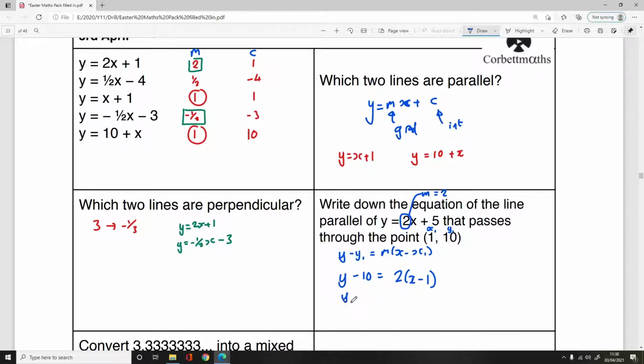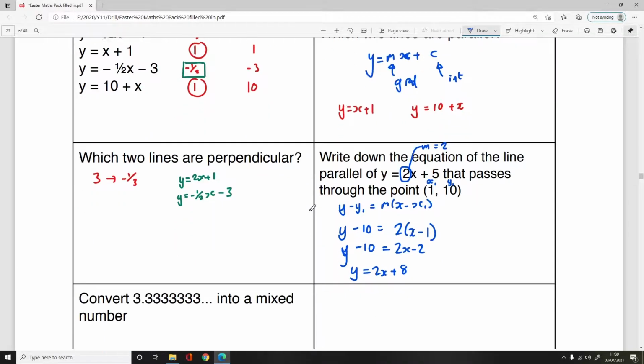And you are kind of done at that stage, but I generally prefer to make it y equals. So expand the bracket and add the 10 across. There we go. You could check it works. If you sub in 1, do you get 10 out? 2 times 1 plus 8 is 10. Yes, you do. Job done. Keep going over that straight line stuff. It's really important for those sort of higher grades.